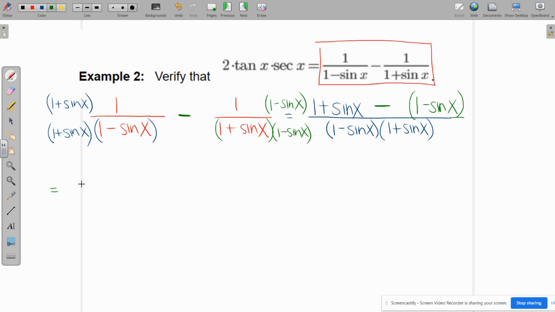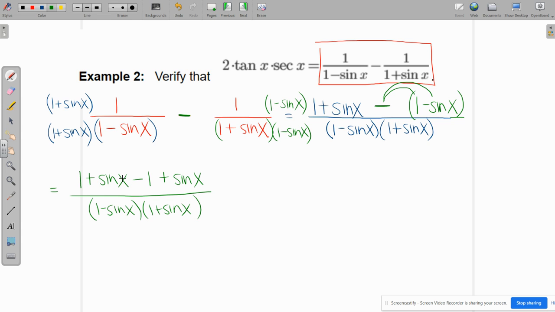So technically, our numerator right now is 1 plus the sine of x. And if we distribute the negative, it's going to be minus 1, and then minus negative sine of x, or plus sine of x, all over our denominator, 1 minus sine of x times 1 plus sine of x. So to simplify the top, positive 1 and negative 1 is 0. And sine of x plus sine of x is 2 sine of x. That's a good sign to get a 2 in there because I know we're looking for 2 times the tangent of x times the secant of x.